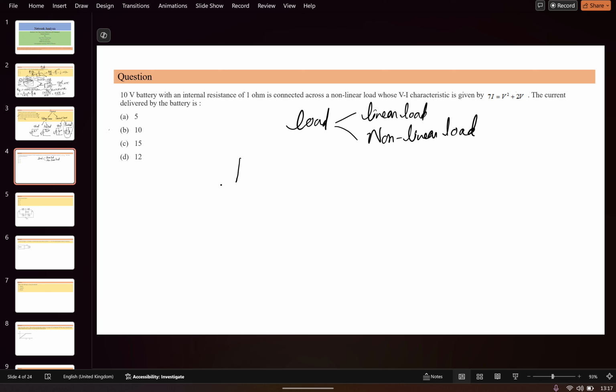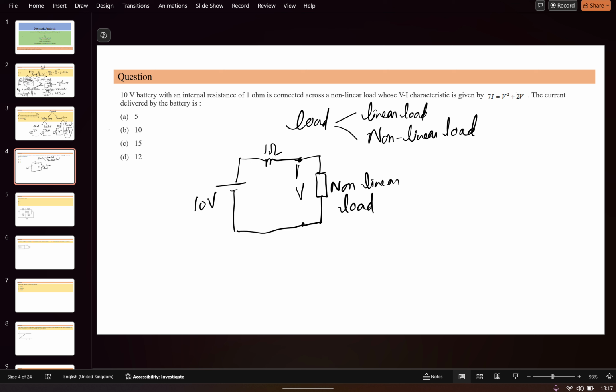So it means that one battery is there. It is connected with one internal resistance of 1 ohm, and also there is a nonlinear load. Let's just consider that this is the nonlinear load, and this is the 10-volt battery. Suppose this is the voltage V appearing across the nonlinear load, which is represented by the equation 7I is equal to V squared plus 2V.